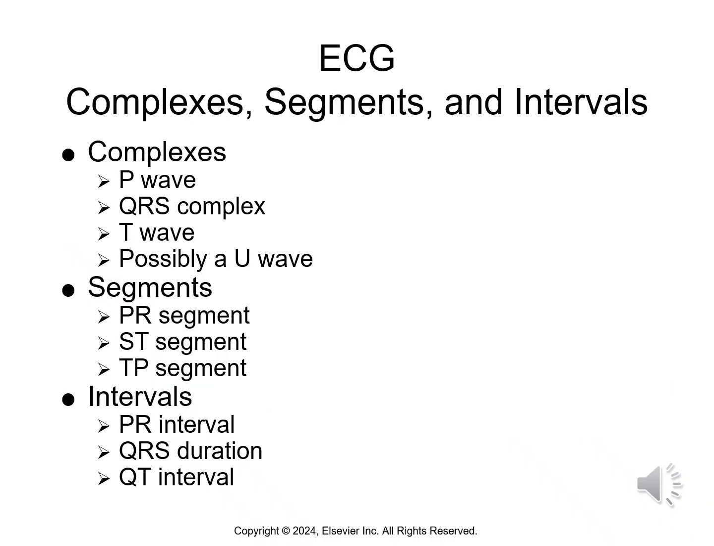In this next section, we're going to talk about the ECG complexes, segments, and intervals. Complexes consist of your P wave, your QRS complex, your T wave, and possibly a U wave. The segments are the PR segment, the ST segment, and the TP segment. And then our intervals are the PR interval, the QRS duration, and the QT interval.